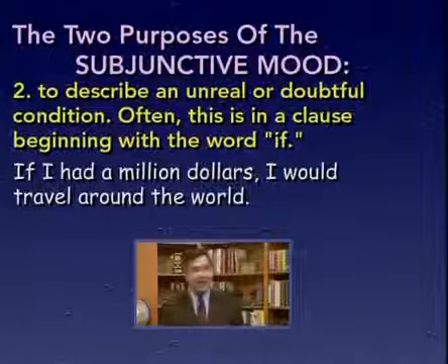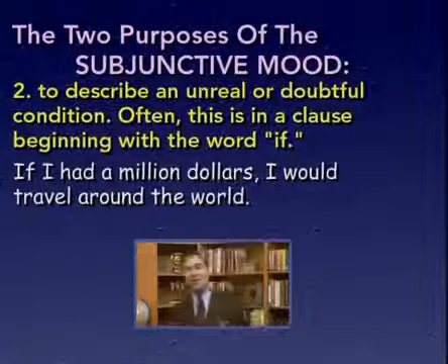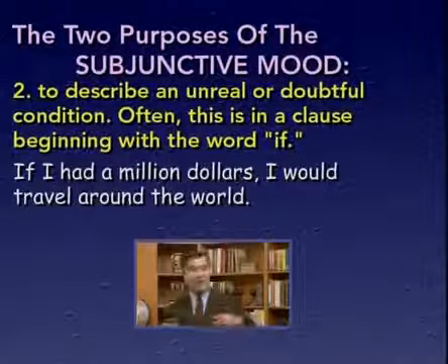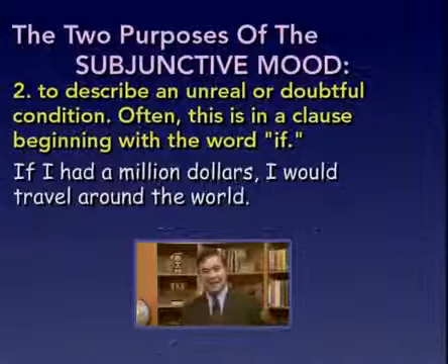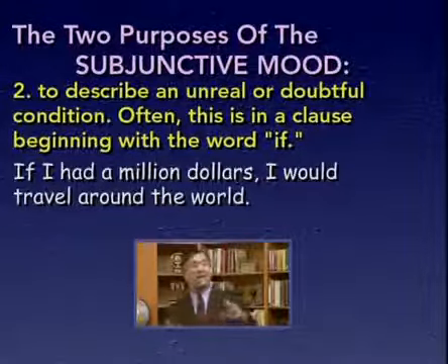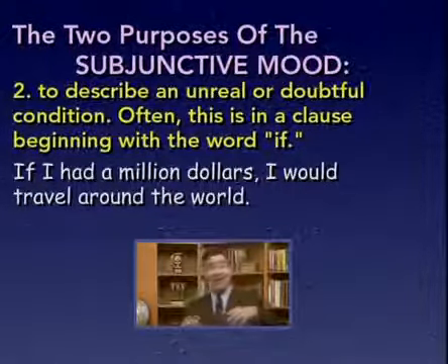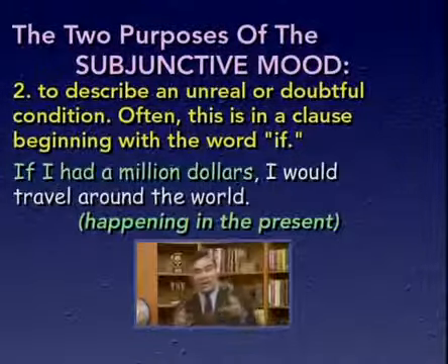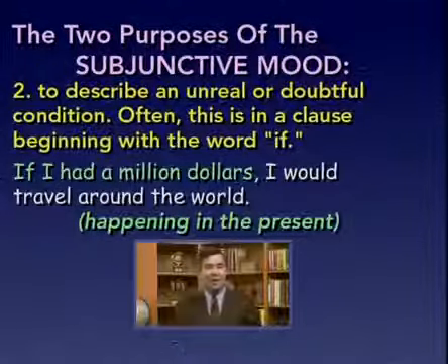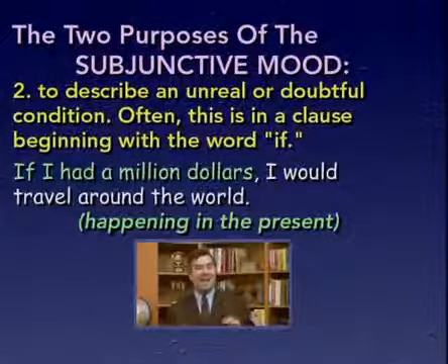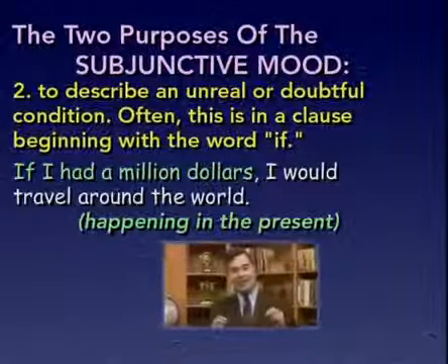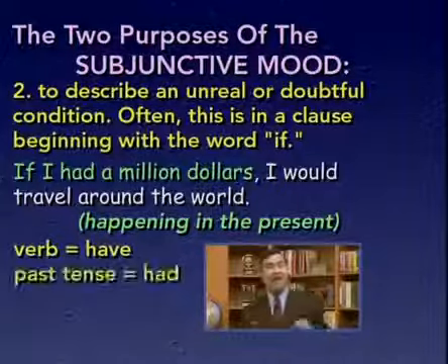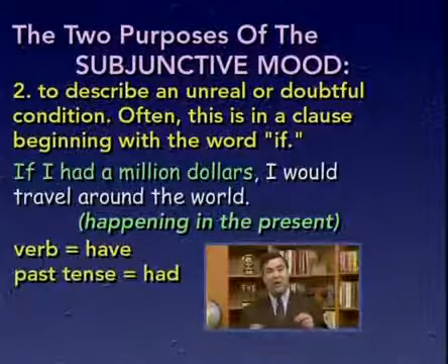Now, remember we said under these circumstances, the subjunctive mood could take one of two forms. If we're describing something happening now, it should look the same as the past tense. Is this happening now? Yes, it's talking about what I would do today if I had $1 million today. So this is the present tense. So the clause describing the unreal condition should contain a verb that looks the same as the past tense verb. The verb we're talking about here is have, and the past tense of have is had. So the correct verb here is had.